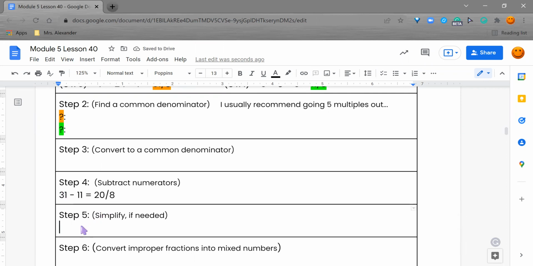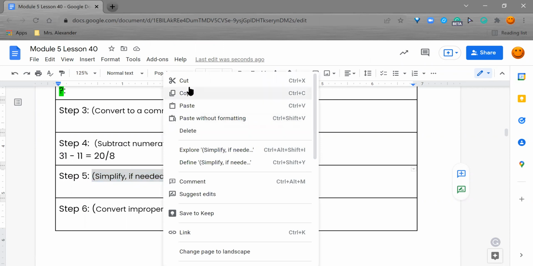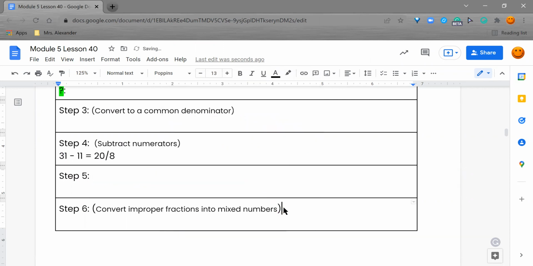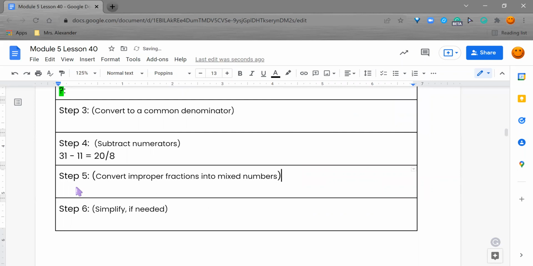So this is where we need to switch these steps up. Give me just a minute, you guys. Because it seems some of you do better with this step here. So now that we know that we have an improper fraction, we will turn that into our mixed number.